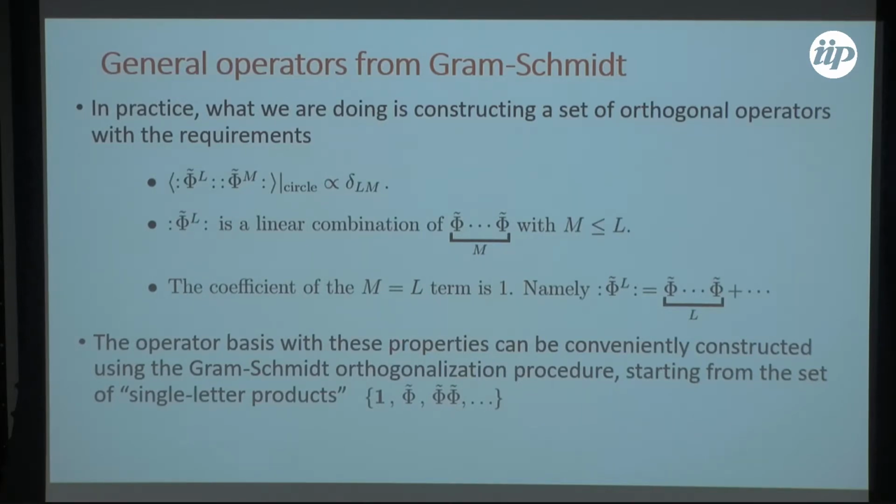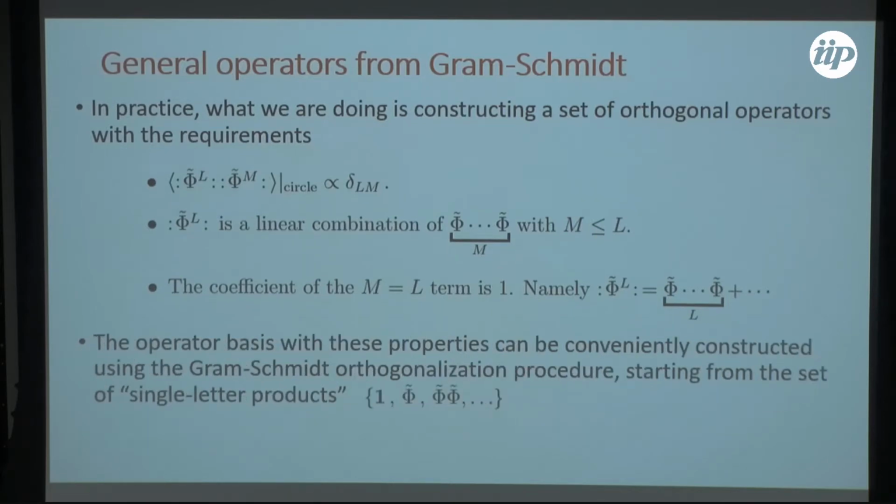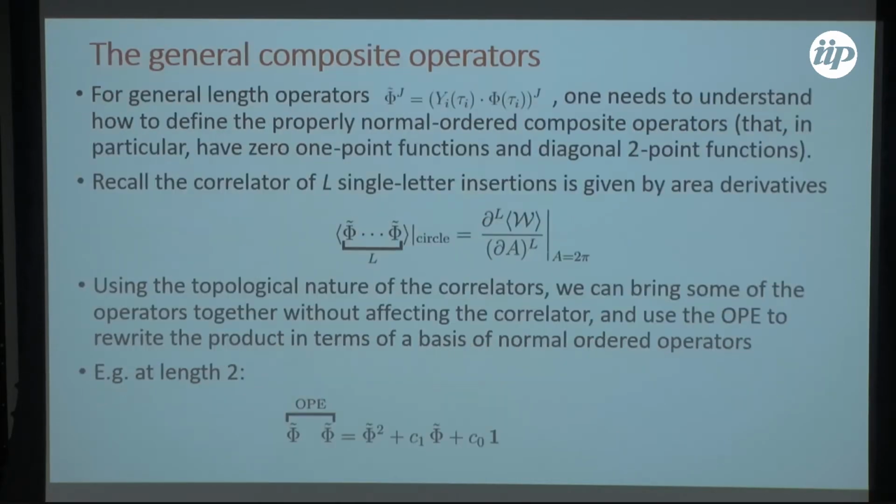So it's basically an orthogonalization procedure starting with the basis of non-orthogonal operators, which is the identity, phi, phi phi, phi phi phi, and so on. Okay? And let me just say, I didn't say this very explicitly so far, but the procedure as I described it here is actually only valid in the planar limit, where when we consider OPE of this kind, we only produce operators which are inside the trace of the Wilson loop.